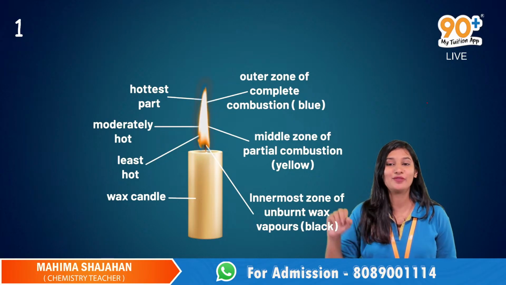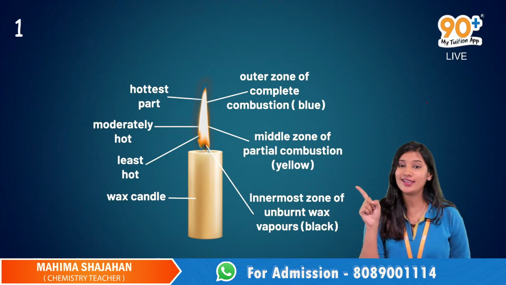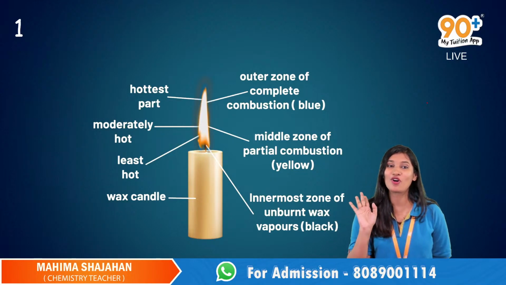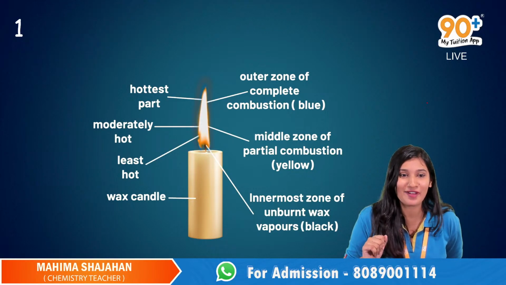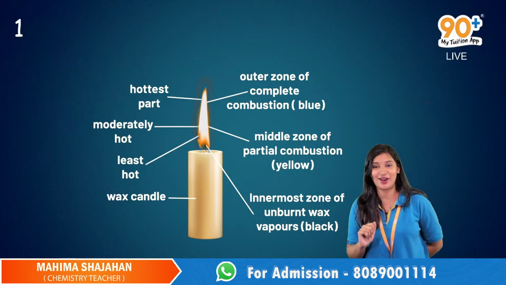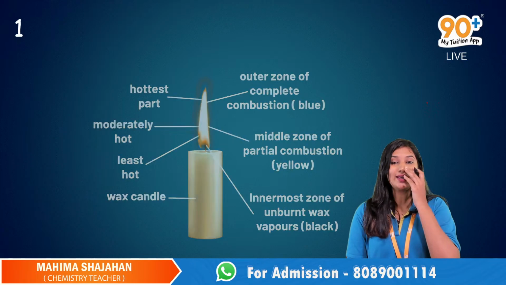Now, what is this candle made of? We've studied this in our chapter number 3, coal and petroleum. Yes, it is made of paraffin wax. Very good, so you remember? Now, let's see in detail about the different zones.